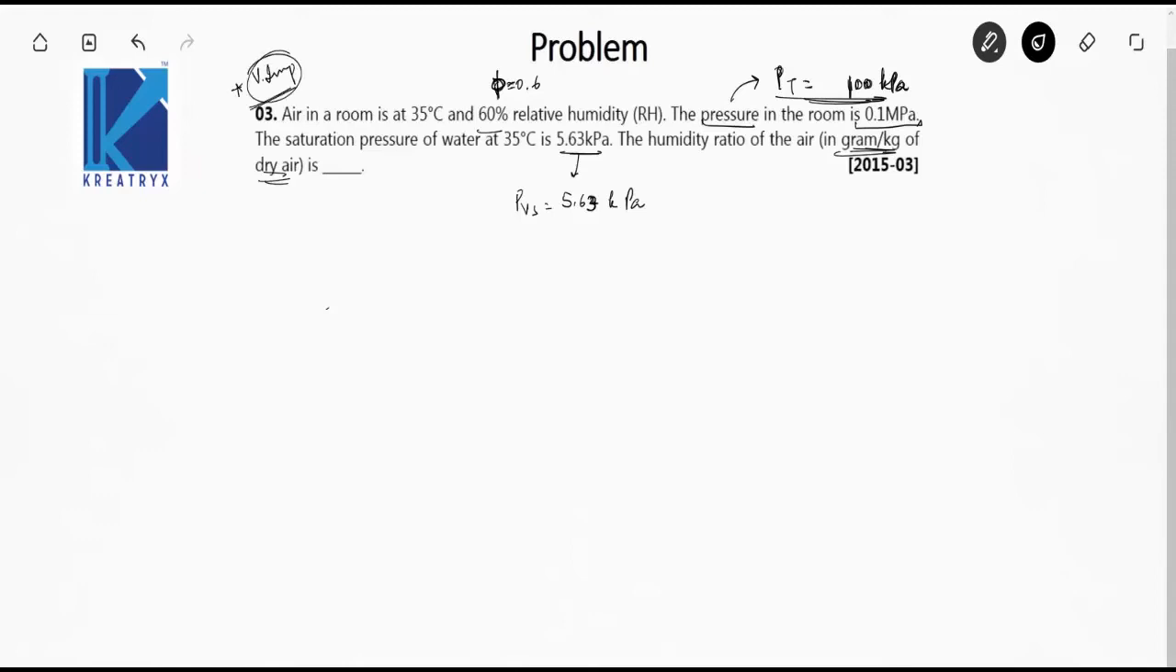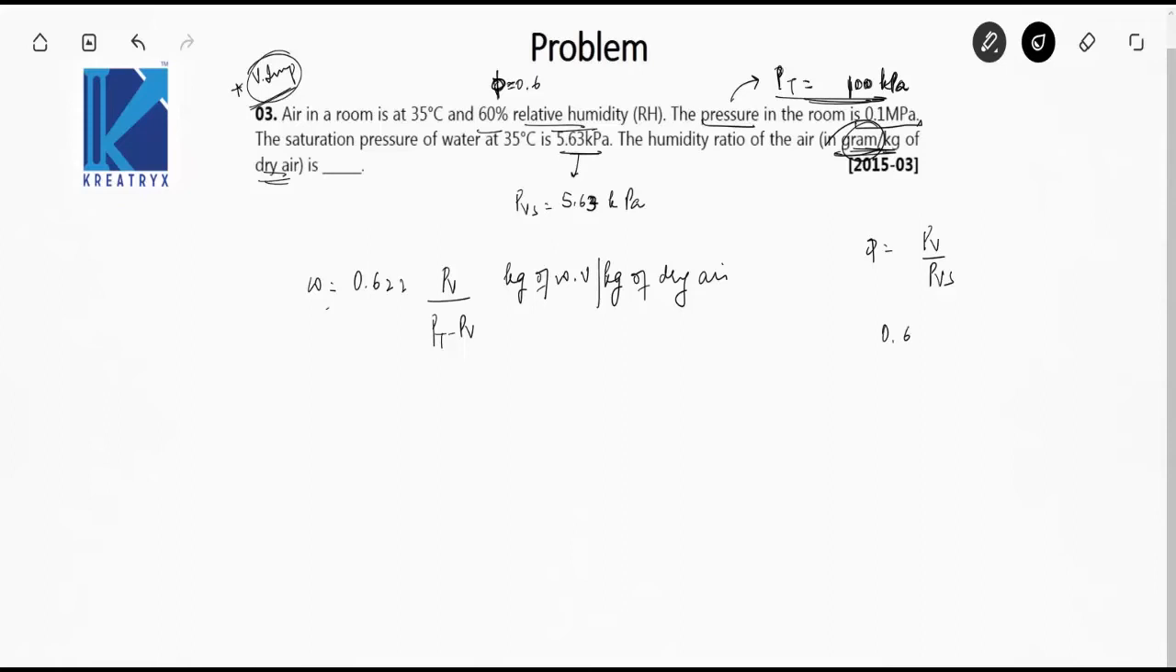This type of question is very important, where the relative humidity value is given and you have to find the humidity ratio by using some other data. So humidity ratio is equal to 0.622 PV upon PT minus PV. This will be in kilogram of water vapor per kilogram of dry air. We have to find this in grams per kilogram of dry air, so be very careful. And phi is equal to PV upon PVS.